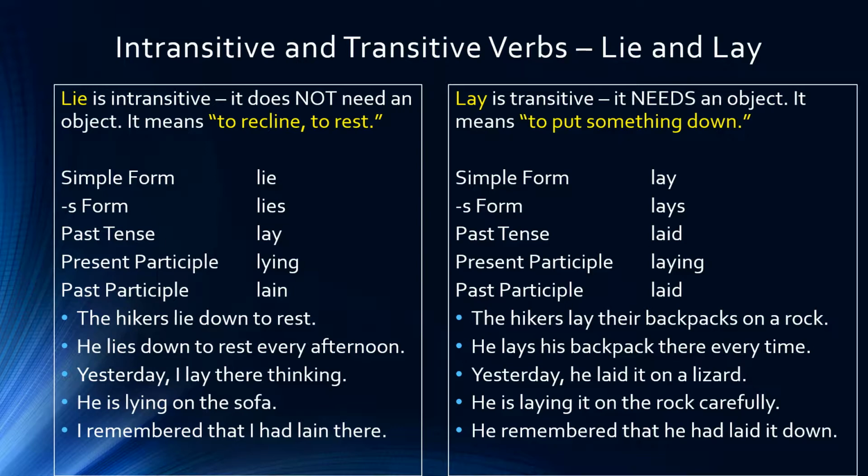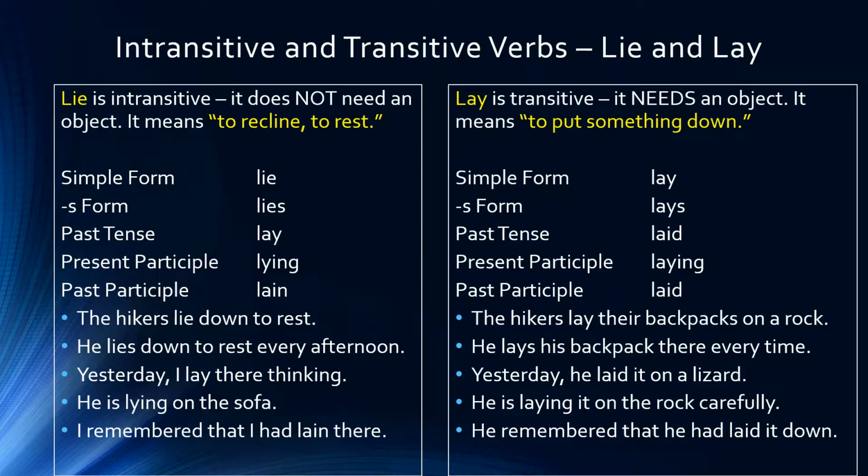Now, let's give consideration to the word lay. Lay is a transitive verb, which means it will always need an object. It means to put something down. The simple form is lay. The hikers lay their backpacks on a rock. Now, notice the difference between lie and lay. The hikers lie down to rest. But an action word, the hikers lay their backpacks on a rock, is something they did.